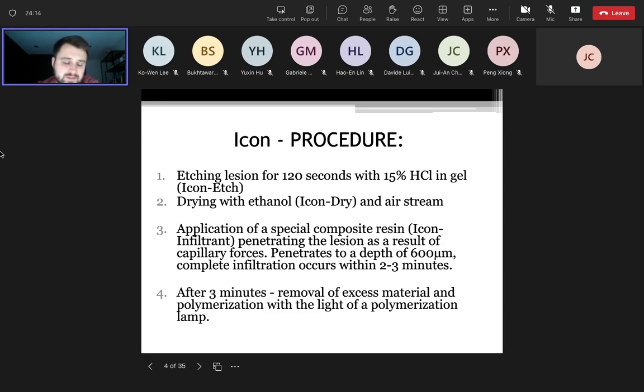Then when the caries is dry, we apply a special composite resin. This resin is not like the resins we use for a standard composite restoration. It is really flowable. It penetrates to a depth of 600 micrometers into the dentin and into the enamel. We let this Icon infiltrant work for 2 to 3 minutes. Then we remove the excess material and polymerize it for almost 3 minutes.